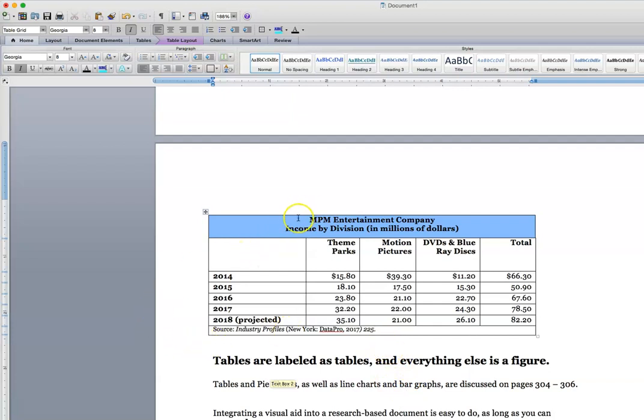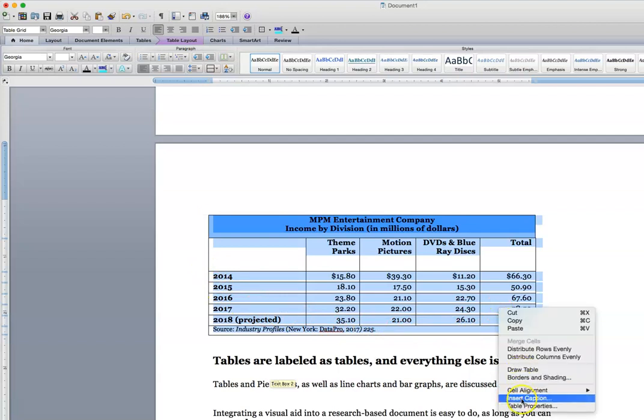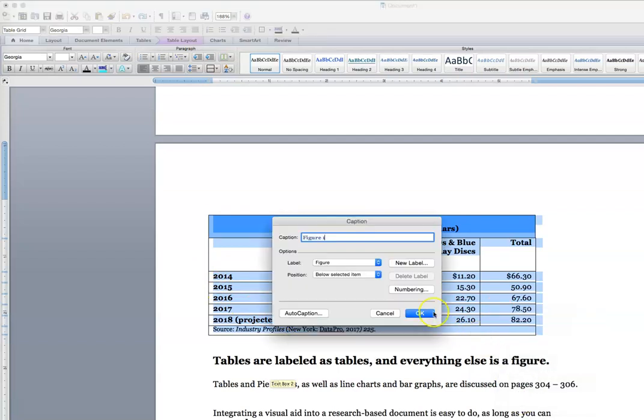Now, this has got a title, MPM Entertainment Company income by division, and that's great. It needs a title, but we also need to add a caption. So highlight the whole visual aid, right click on it, and go down to Insert Caption. Word usually recognizes if it's a table or a figure. Remember though, tables are labeled as tables and everything else is a figure. So I'm going to go up here because it's a table. I have to change this. Word didn't get this one right.